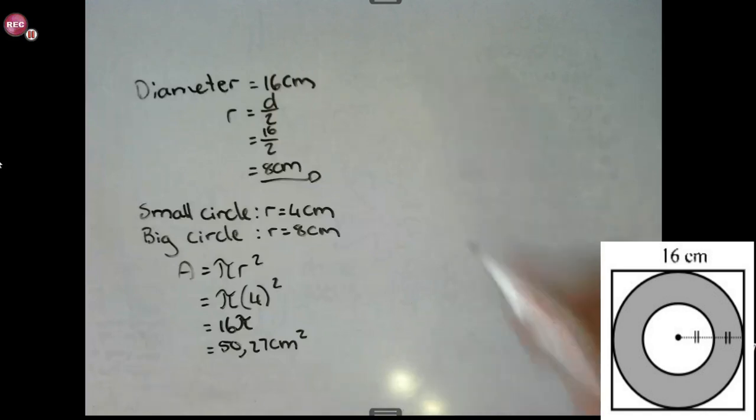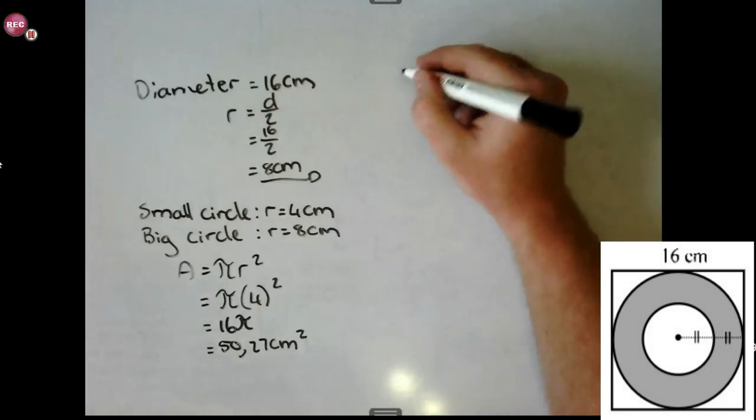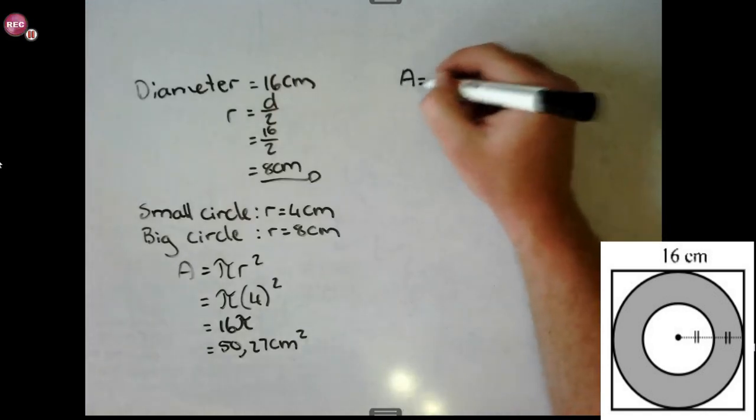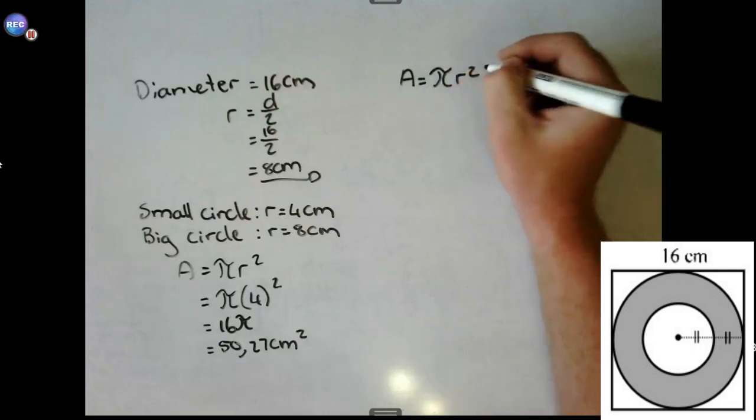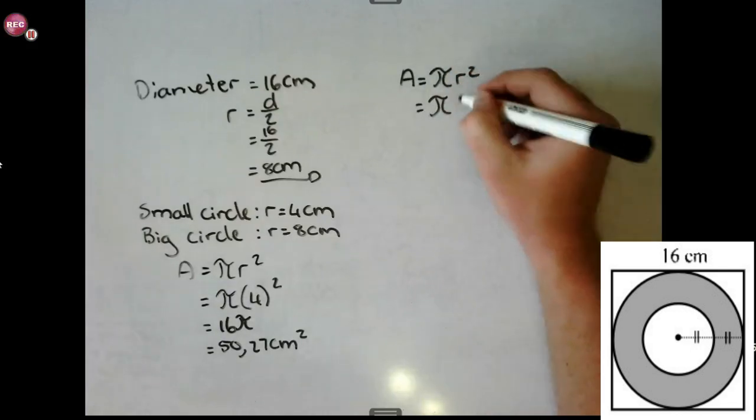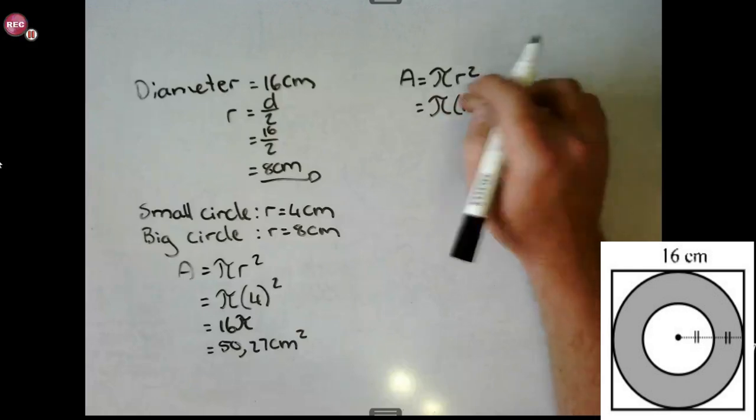Okay. Now we're going to work with the big circle. So the big circle would be obviously also pi times radius squared. So it would be pi, almost right, 16.